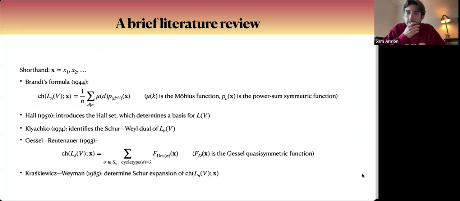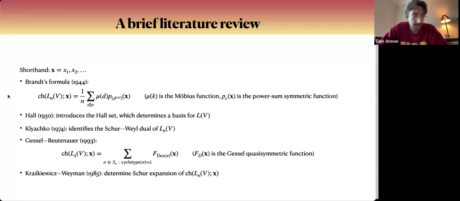So I just want to do a brief literature review, right? Since this problem has been open for about 80 years, I'll just detail a very, very small sliver of the work that's been done on Thrall's problem. So first, as a shorthand going forward, instead of writing out my full set of variables x1 through xn, when we pass to characters, the number of variables doesn't matter all that much. So I'm just going to use a boldface x to denote my variable set, in particular in the literature review here.